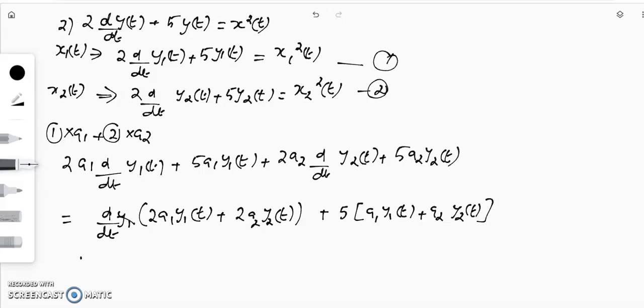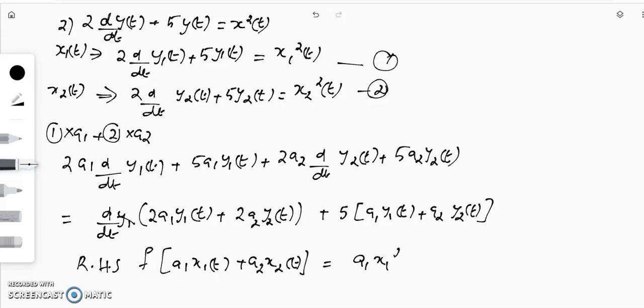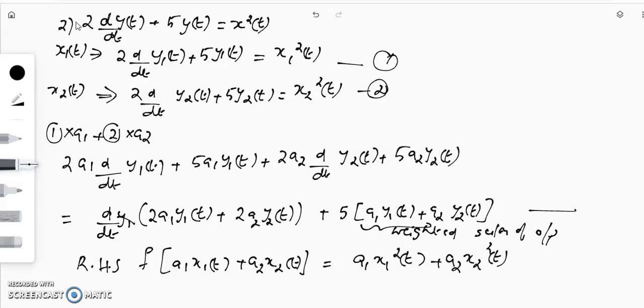Now, let us see the RHS. Take the RHS and find the function of a1 x1t plus a2 x2t. So what you will get here? You will get here a1 x1 square t plus a2 x2 square t. So here you can see that this is the weighted sum of output. We'll call it as equation 3.